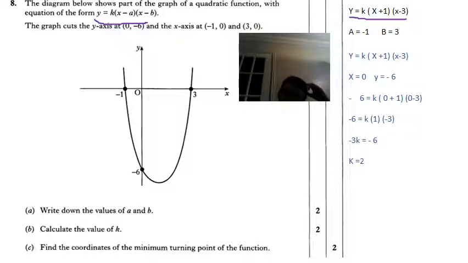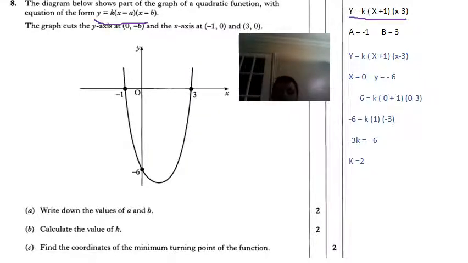If you do that, you'll end up with negative 6 equals k times 1 times negative 3. Do that, you get negative 3k equals negative 6. If you solve it, you'll end up with k is 2. So the equation of that quadratic is 2 x plus 1, x minus 3. Okay, so again, quite a common one, that one. It comes up a lot, so look out for ones like that.